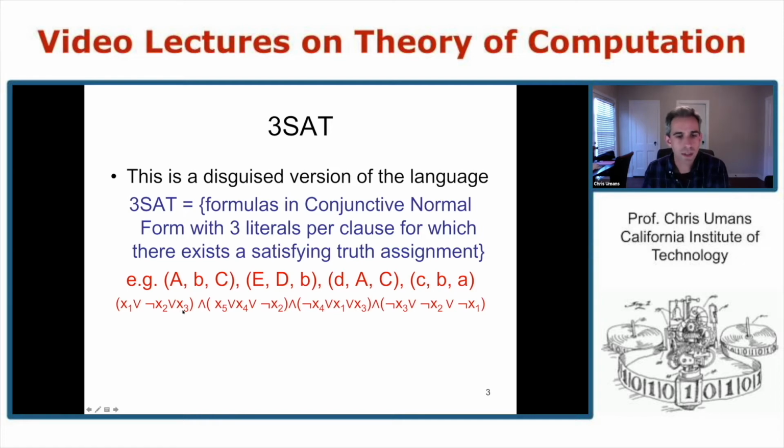Okay, so given such a formula, the 3SAT language consists of those formulas for which there is a truth assignment to the variables that causes this whole expression to evaluate to true, a satisfying truth assignment. Now I'm claiming that that is the same thing as the sort of puzzle problem that we identified on the previous slide.